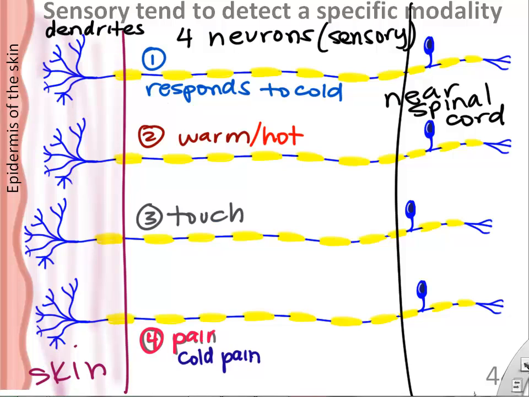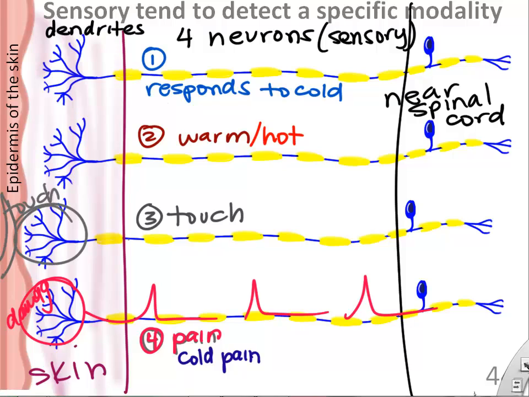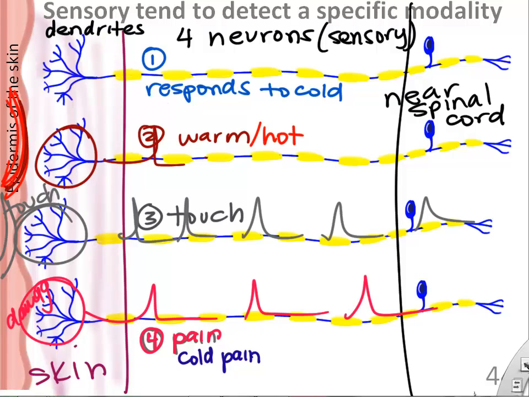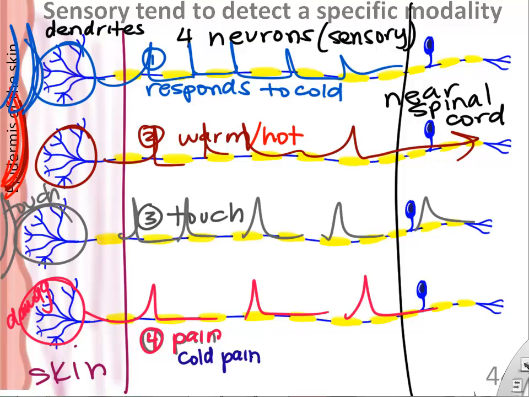So how is that possible? How can we get neurons that respond to only one stimulus? So if you damage your skin, neuron 4 fires an action potential. If you touch your skin, neuron 3 fires an action potential. If you warm the skin, neuron 2 fires action potentials. If you cool the skin, neuron number 1 fires action potentials.